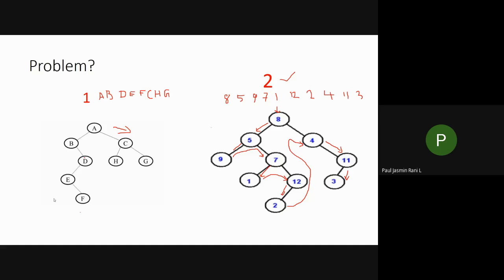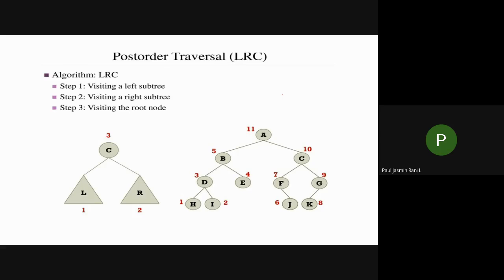Okay, so this is the answer. Are you getting this answer? 8 5 9 7 1 12 2 4 11 13. Yes, so many got this answer. Good. Okay, so within this, I hope that you all follow this pre-order traversal. Next, let us move on to your post-order traversal.